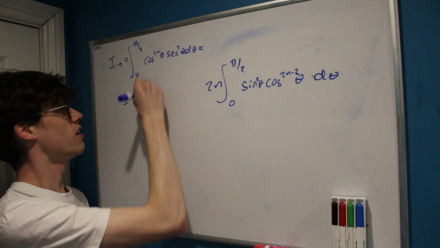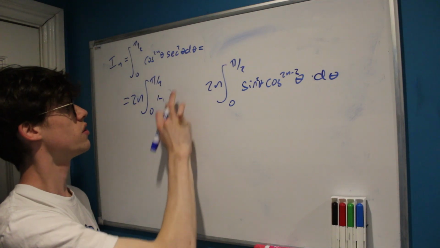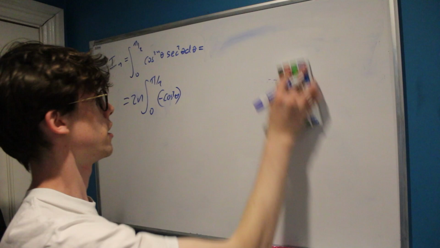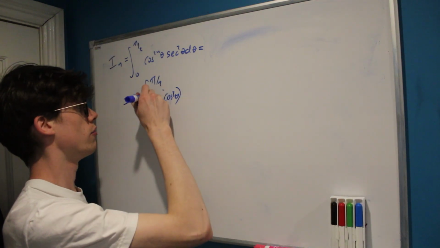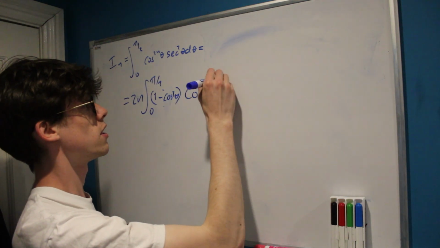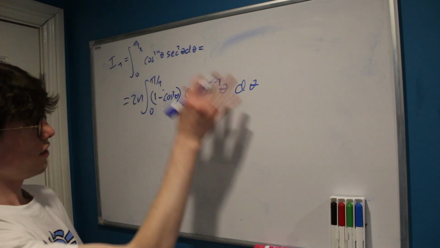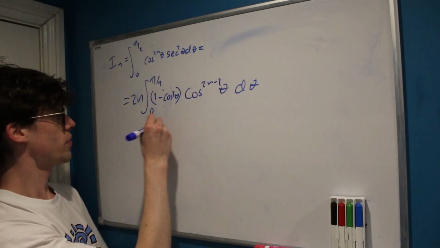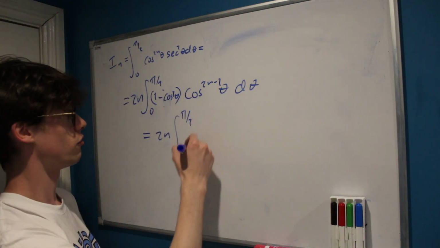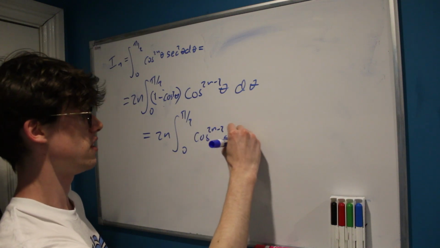Now, since our integral is written in terms of cosine, I think it makes more sense to rewrite this as the integral from 0 to pi over 2 of 1 minus cosine squared theta multiplied by cosine to the power of 2n minus 2 theta d theta, as follows. And of course this is a bracket we can just expand out. So when we multiply by 1, nothing's going to change. We're just going to have the integral from 0 to pi over 2 of cosine to the power of 2n minus 2 theta d theta.